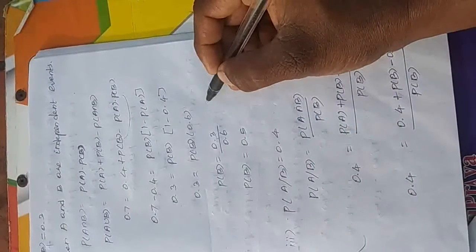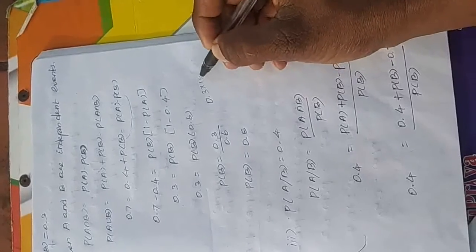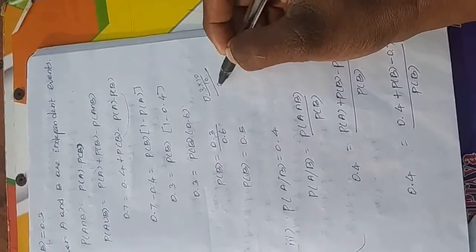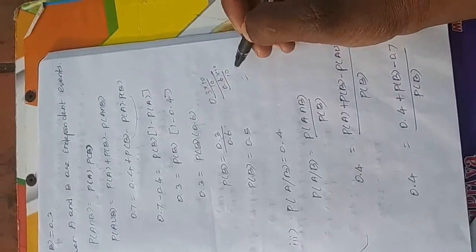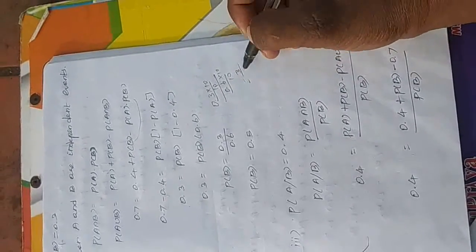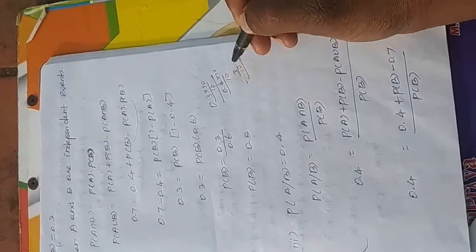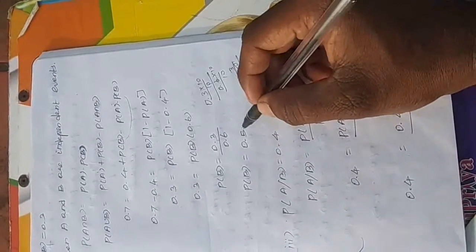How do we write 0.3? Multiply by 10 over 10. Similarly 0.6 times 10 divided by 10. So 0.3 times 10 is 3, divided by 10. And 0.6 times 10 is 6, divided by 10. So the 10s cancel, remaining 3 by 6. How to reduce 3 by 6? 3 ones are 3, 3 twos are 6. So 1 by 2. How to write 1 by 2? 0.5. So P of B equals 0.5.